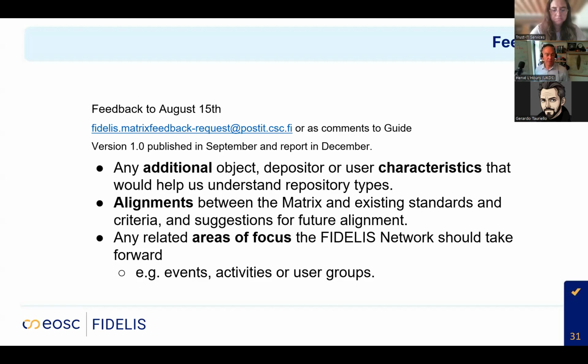We've already talked about the fact that we need to go from repository labels, those common repository types, down to thinking about what that means at the depositor, user and object level. So we're looking for any additional object, depositor, or user characteristics that would help us understand repository types.